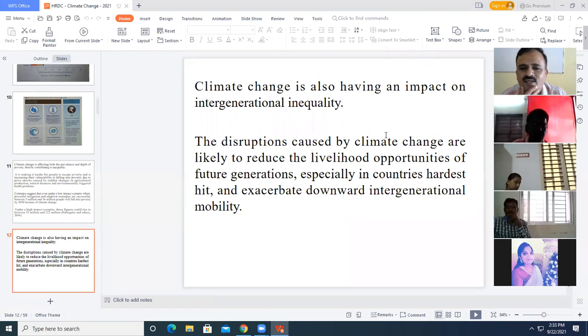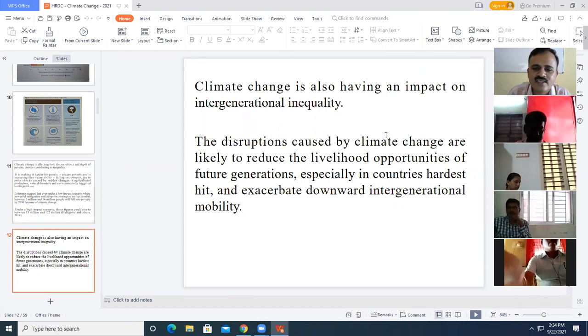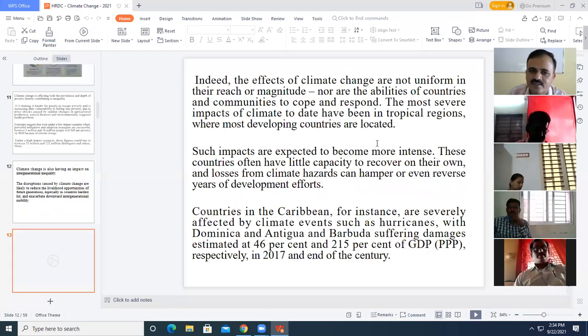gadgets. Okay. As I have told you, climate change has a wide range of impacts. One among them is intergenerational inequality. That is the inequality created by climate change, not only related to the current generation, but one that also creates inequality among the generations. The disruptions caused by climate change are likely to reduce the livelihood opportunities of future generations, especially in the countries hardest hit, and exacerbate downward intergenerational mobility. So that's why climate change also has intergenerational impacts.